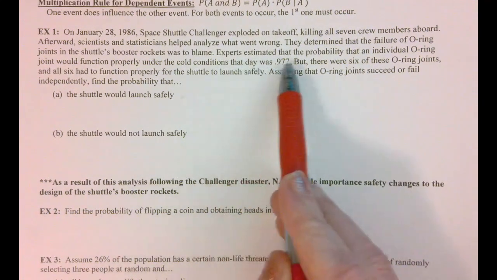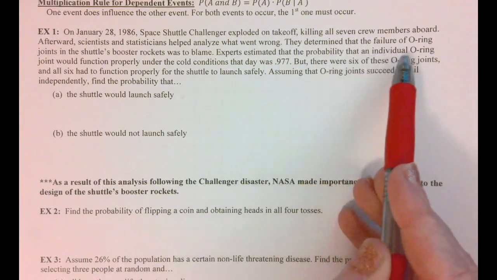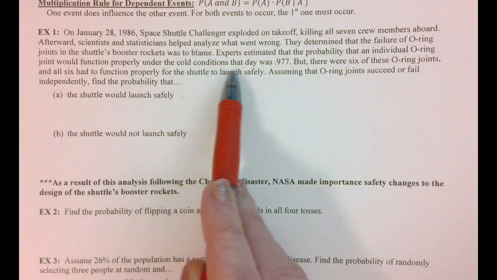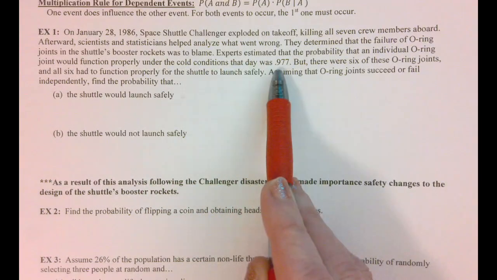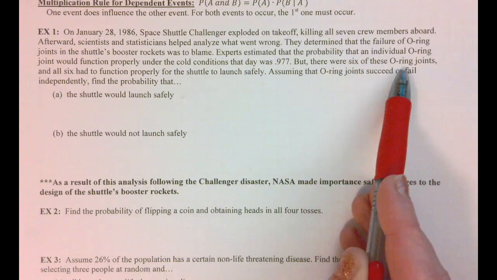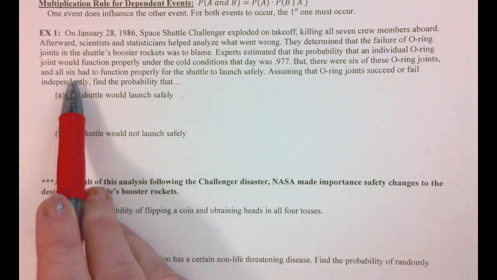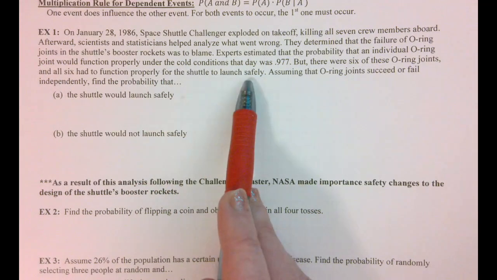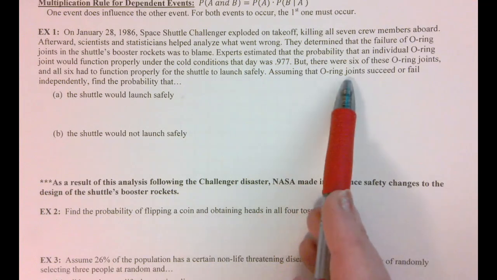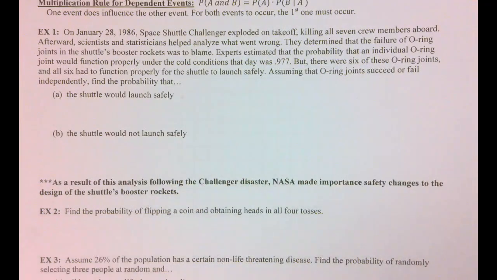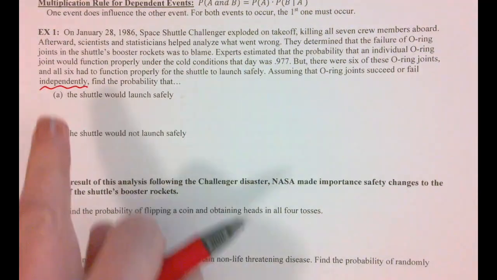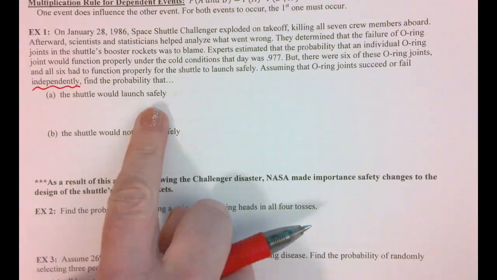Experts estimated that the probability that an individual O-ring joint would function properly under the cold conditions that day was 0.977. But there were 6 of these O-ring joints, and all 6 had to function properly for the shuttle to launch safely. So assuming that O-ring joints succeed or fail independently, that is crucial. Find the probability that the shuttle would launch safely.